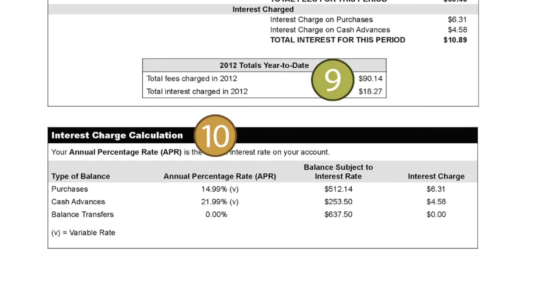The last section here is the interest charge calculation section. Here you're going to be able to see what your APR is, and it's going to show you what balance they used the interest rate on.